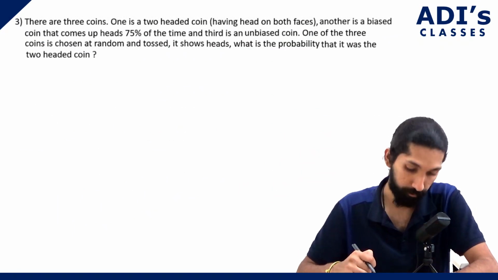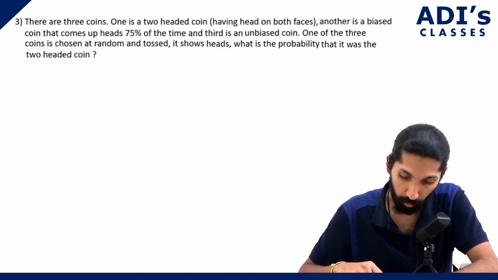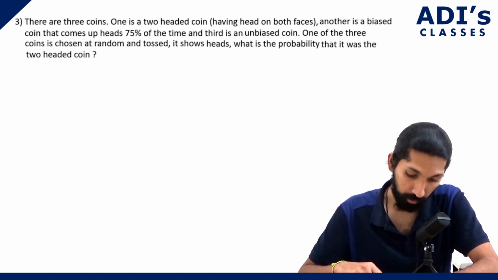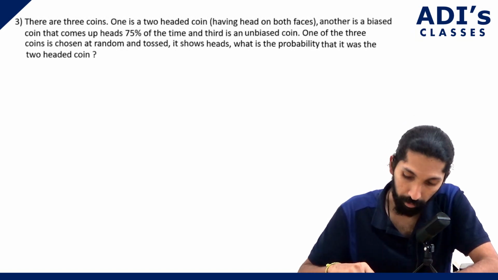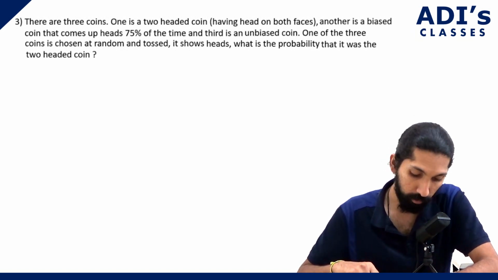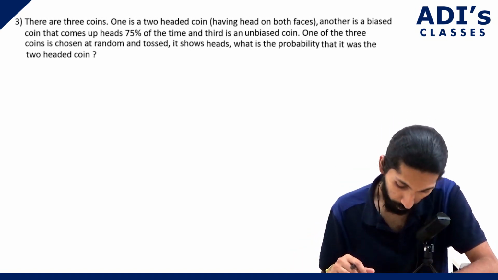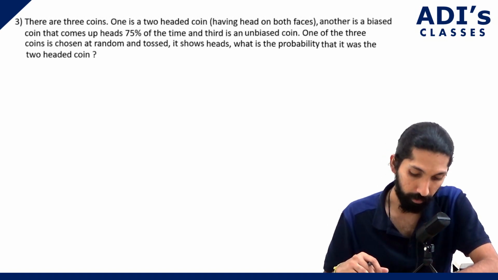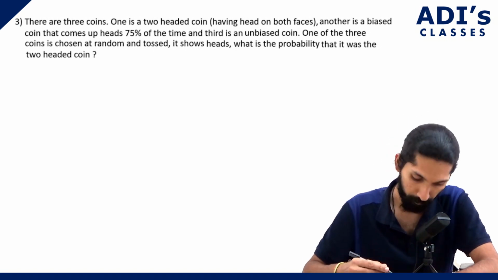See the third question. There are 3 coins, right? One is a two-headed coin, head on both the faces. Another is a biased coin that comes up head 75% of the time. Third is an unbiased coin. One of the 3 coins is chosen at random and tossed. Alright, it shows heads. What is the probability that it was the two-headed coin? Okay, quite a simple one, very direct actually speaking.